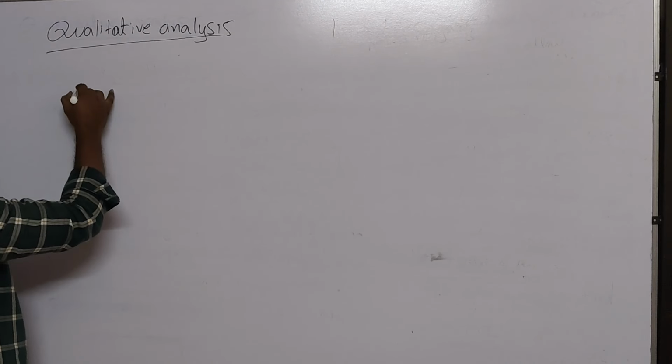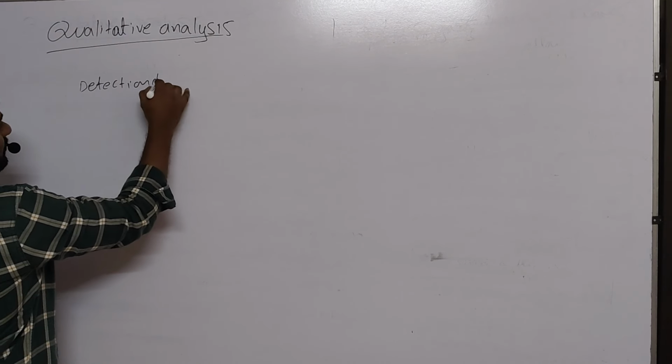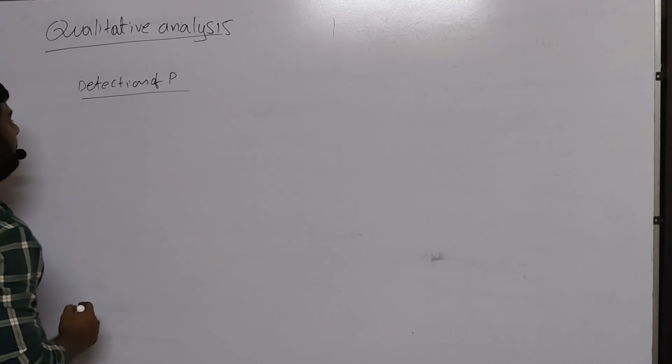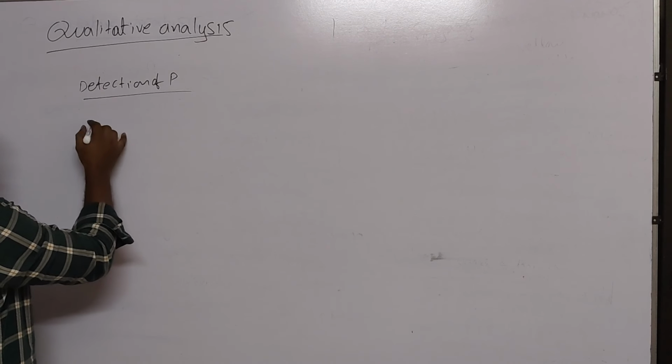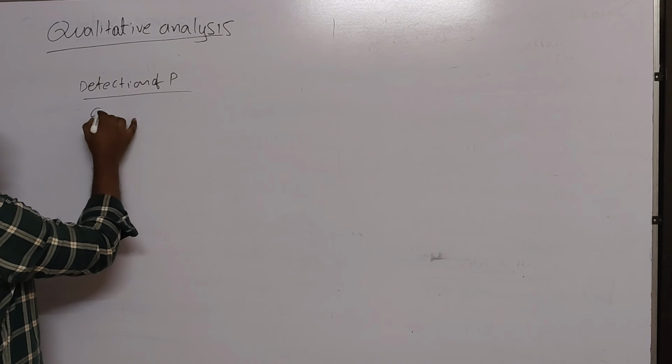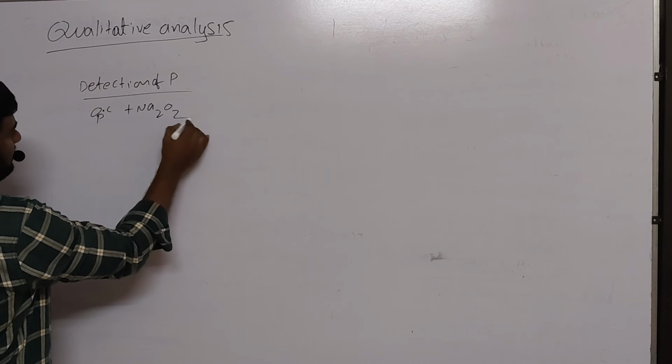Detection of halogens is completed. Next one, detection of phosphorus. How can we detect phosphorus in a given organic compound? Phosphorus present in the organic compound is heated with sodium peroxide.